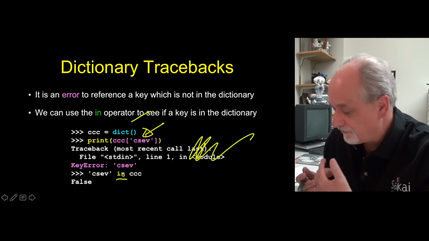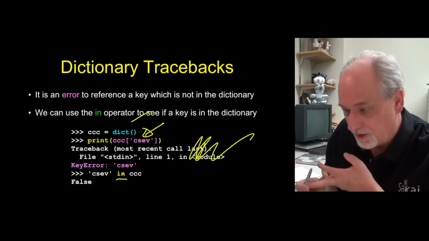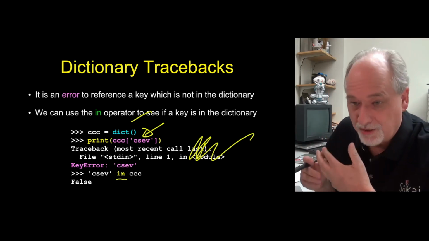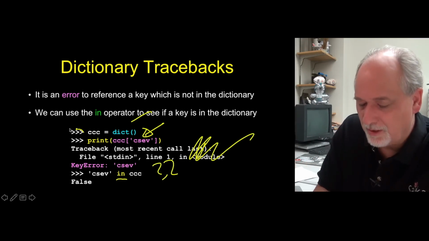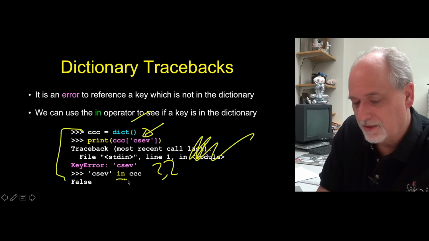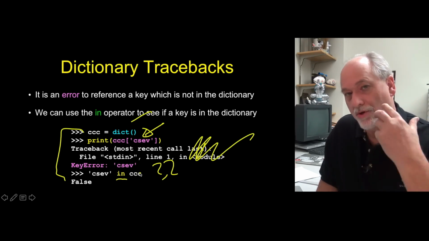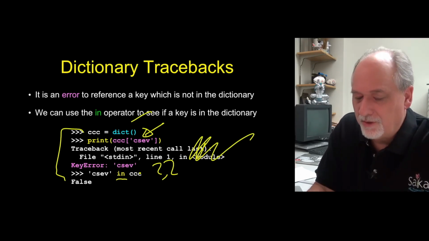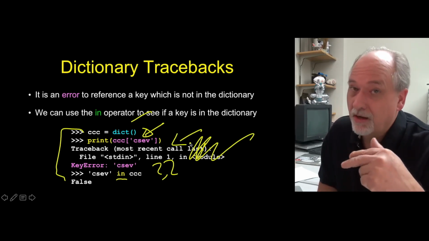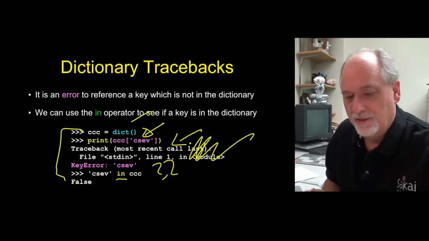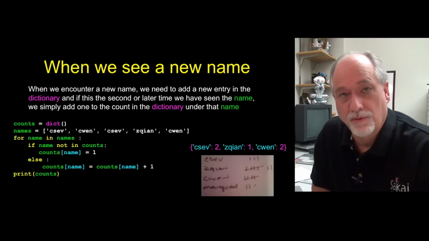The in operator we've used in for loops. We've used it in lists. We've used it in strings. So that is a question. It's saying, is CSEV in counts? Well, this is an empty one, and so the answer is no, it is not. CSEV is not in counts. And so using this in operator, we can avoid the traceback. We can say, if it's not there, put it in. If it is there, add 1 to it. And that leads us to this bit of code.